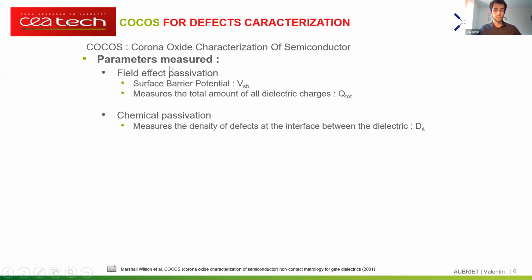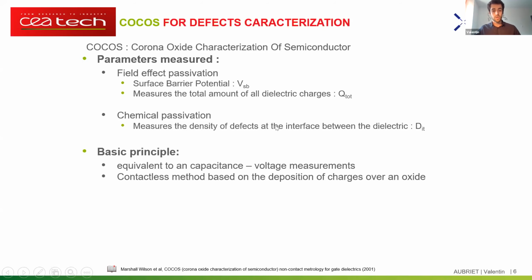One way could be the use of the COCOS method. COCOS means corona oxide characterization of semiconductor. This technique is very relevant for the study of passivation layers, because we can have access to the field effect passivation and to the chemical passivation. For the field effect passivation, we can probe the surface barrier potential, which tells us if we are under accumulation or depletion. And we can also have access to the total amount of charges contained within the oxide.